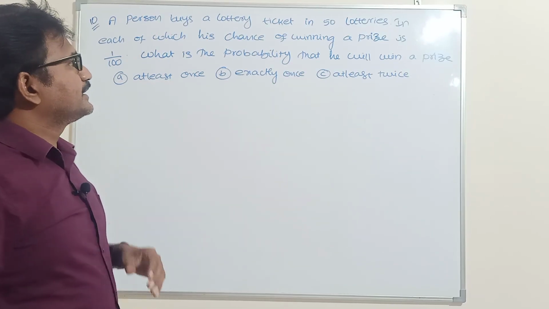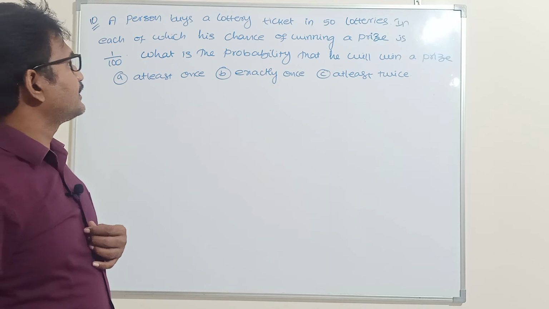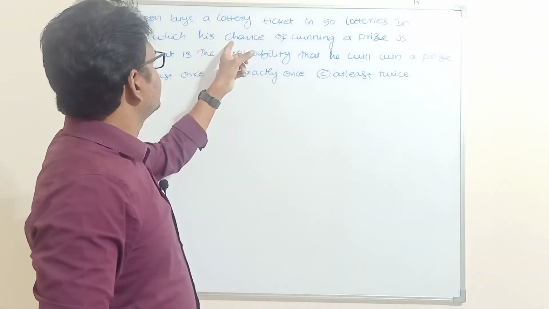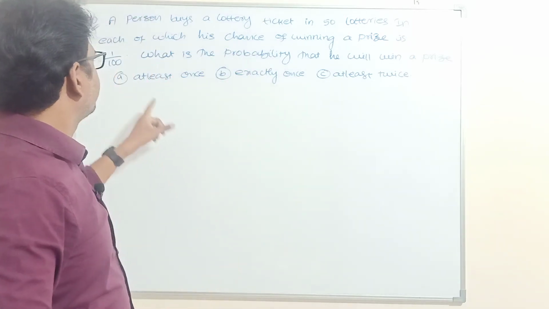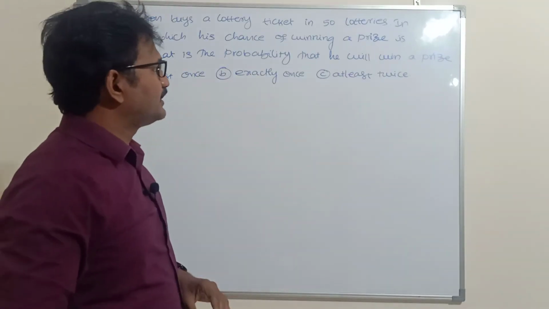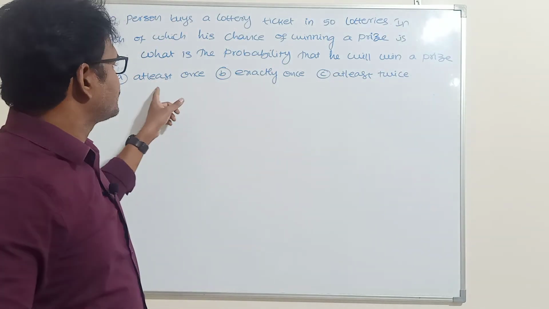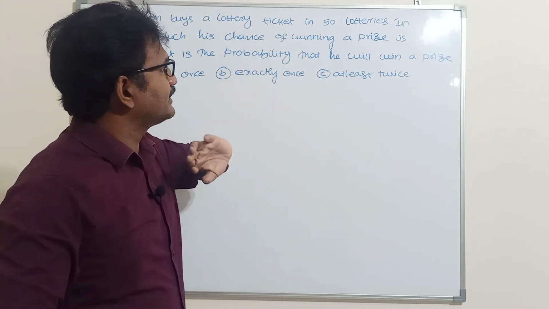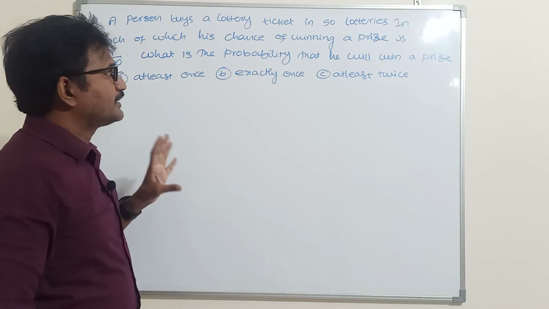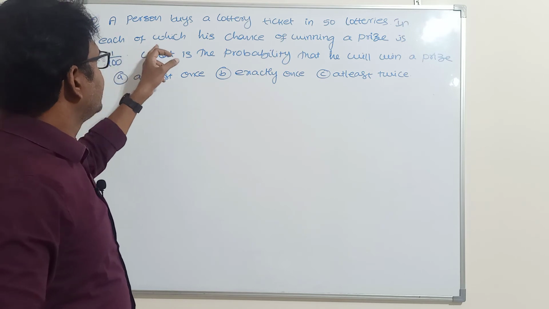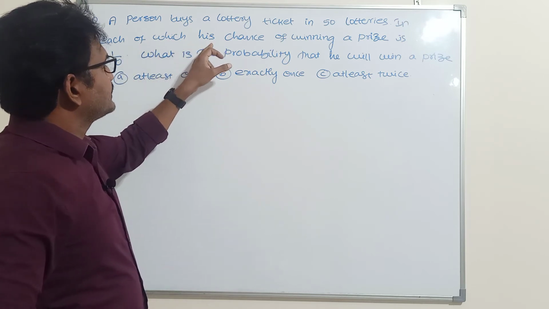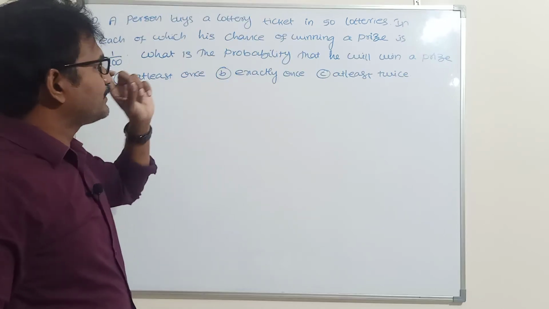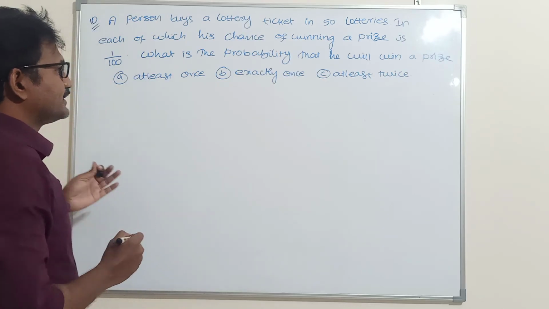A person buys a lottery ticket in 50 lotteries, in each of which his chance of winning a prize is 1 by 100. What is the probability that he will win a prize at least once, exactly once, at least twice? So a person buys lottery tickets in 50 lotteries, and his chance of winning is 1 by 100. What is the probability that he will win a prize?